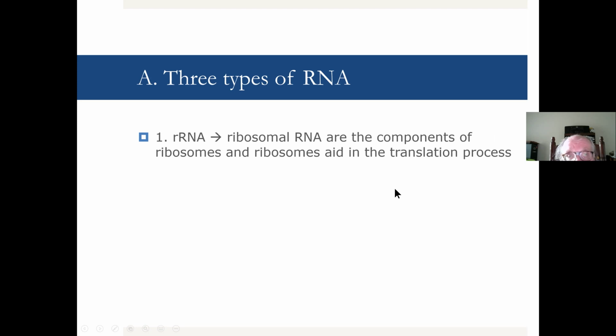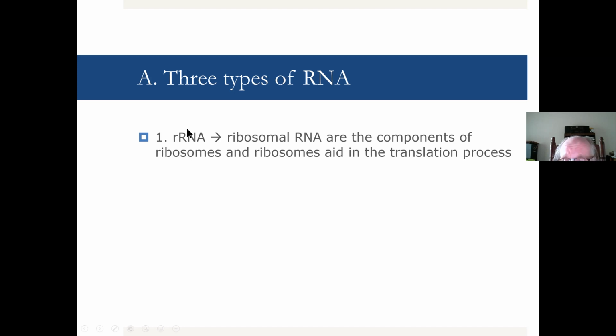Ribosomal RNA are the components of ribosomes, and ribosomes aid in the translation process. So we make the ribosomal subunits in the nucleolus, go out the nuclear pore, go out into either the cytoplasm, or making proteins that are going to go outside the cell, are attached to the endoplasmic reticulum to make proteins. Ribosomes that aren't attached to endoplasmic reticulum make proteins that are going to stay inside the cell. Ribosomes that are attached to endoplasmic reticulum make proteins that are going to be associated with the cell membrane or go outside the cell. The example would be the thyroid hormone. That's going to be pushed outside the cell.